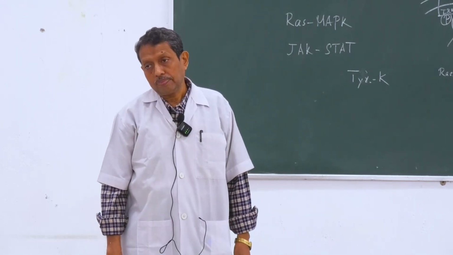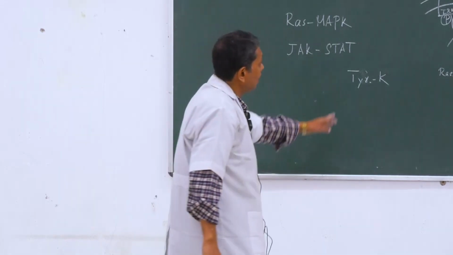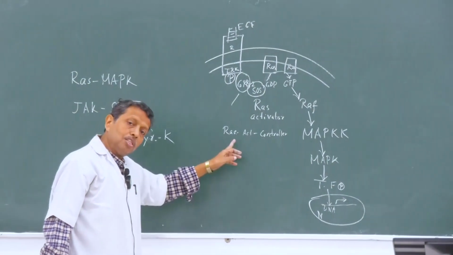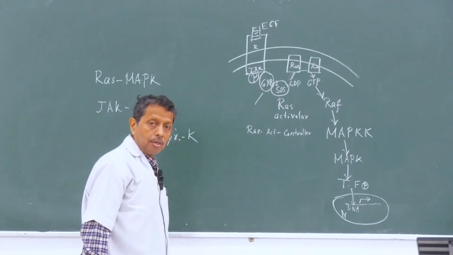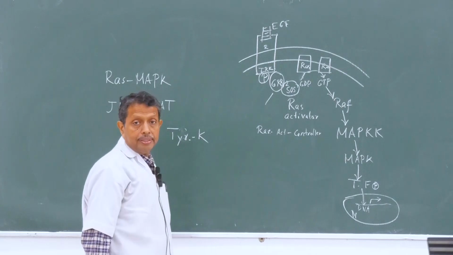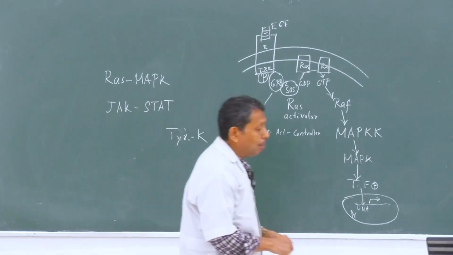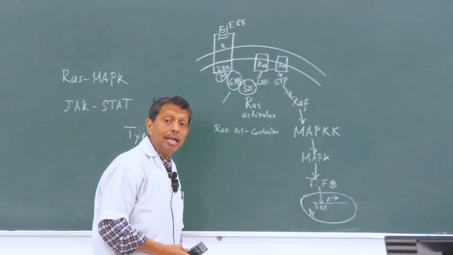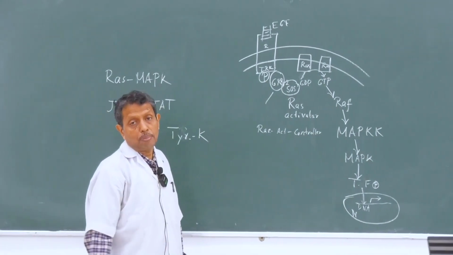It may be possible that in some cases there may be dimerization of the receptor. Dimerization of the receptor. Now we can discuss this JAK-STAT pathway. JAK-STAT pathway by means of cytokines and colony stimulating factors. They have their role in the JAK-STAT pathway.